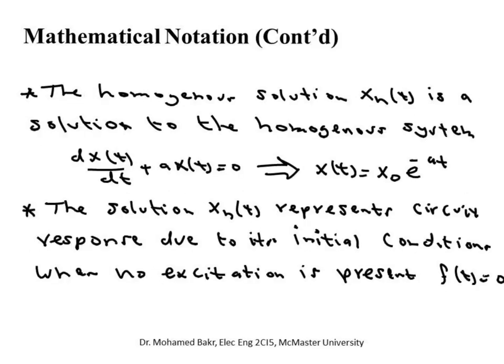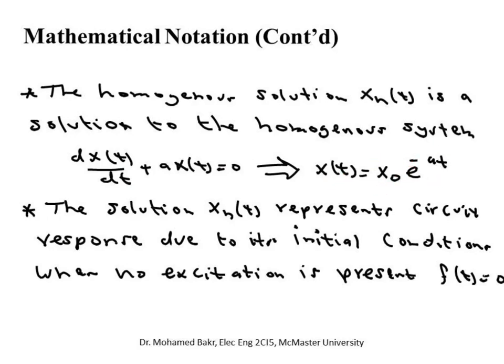From our study of mathematics, we know if you have a system dx(t)/dt plus a x(t) equal to 0, this is a homogeneous system, then the homogeneous solution is given by x naught e to the minus at. x naught is some initial value that you determine through the initial voltage or initial current in your circuit. Notice that x naught is a constant and does not necessarily have to represent the value of the voltage or current at the beginning. But you say at time 0, when you put t equal to 0, this term becomes 1, then x(0) will be equal to x naught.